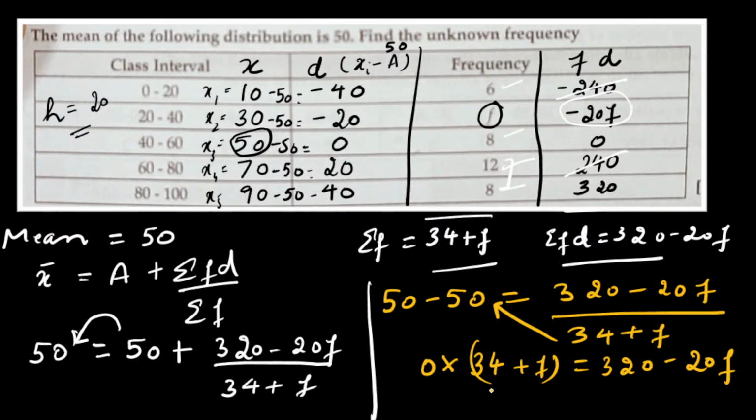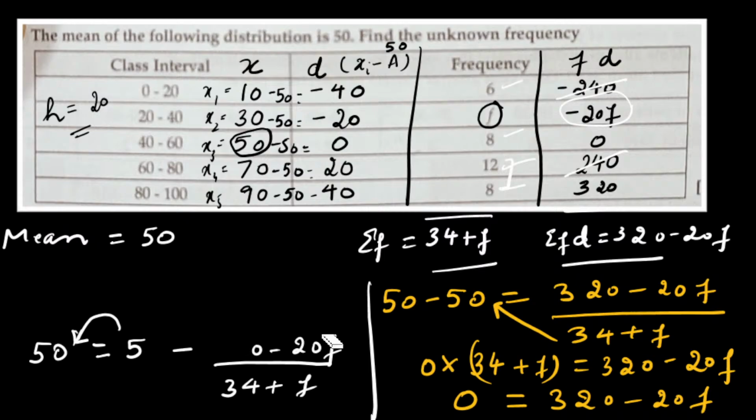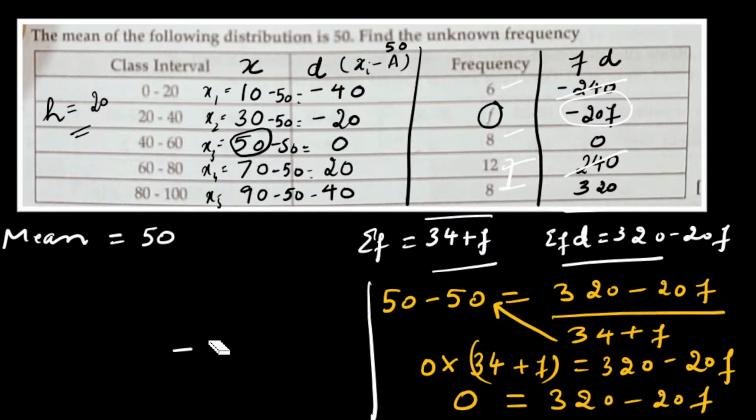So 0 into anything is 0. If you multiply anything with 0, its answer is 0. So 0 is equals to 320 minus 20f. We have to calculate the value of f. So in this equation, I can write it as 320 minus 20f is equals to 0, or 0 on the right side also.